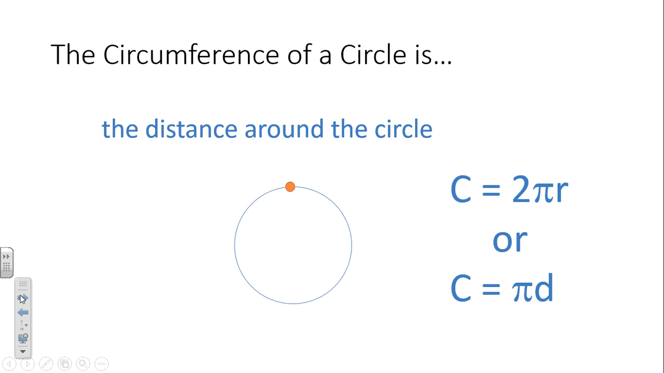And sometimes you can choose which one you prefer. Other times it makes more sense to use one versus the other. Okay? So write them down. Circumference is the distance around the circle, and it's equal to 2 times pi times r, or pi times the diameter, because 2 radii is the same as the diameter.